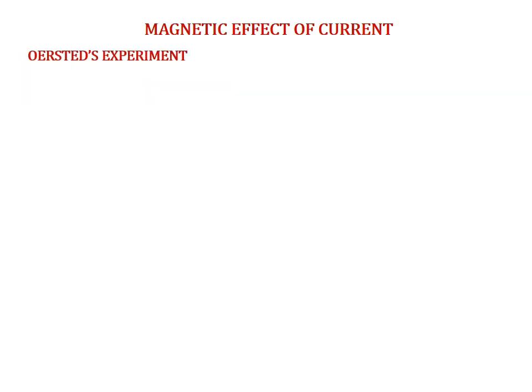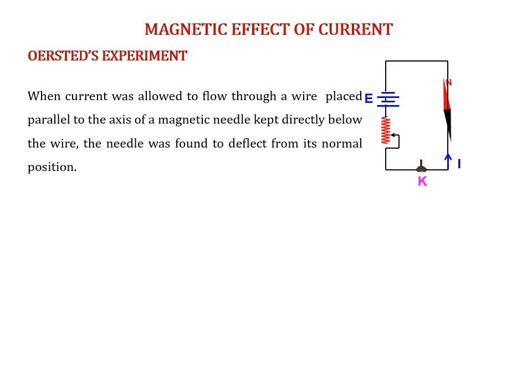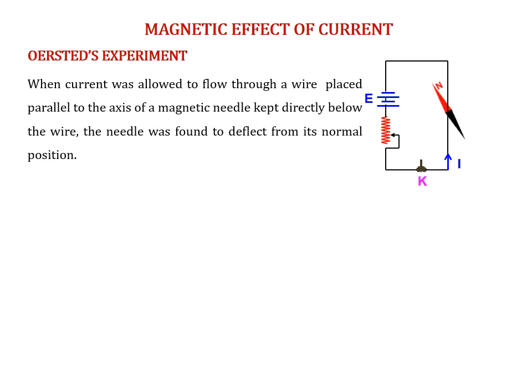Oersted was the first physicist who observed the magnetic field produced by current flowing through a conductor. He performed an experiment by connecting a conductor to a battery through a rheostat. A compass needle is placed such that the conductor is parallel to the axis of the needle. Normally, compass needle aligns itself in the direction of Earth's magnetic field. When current is passed through the conductor, the compass needle shows deflection.